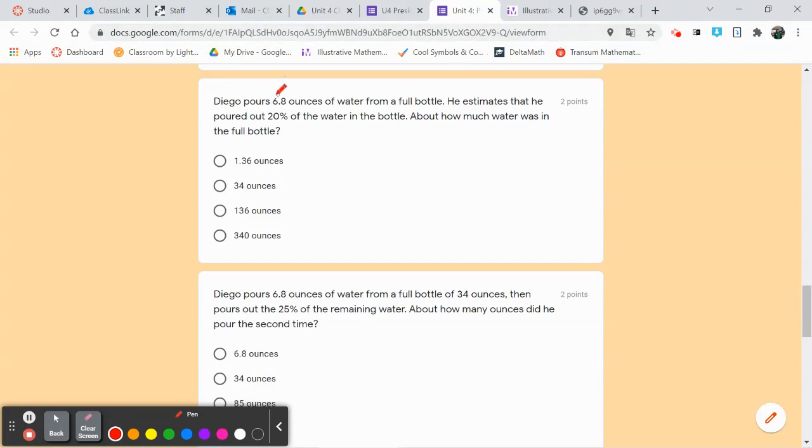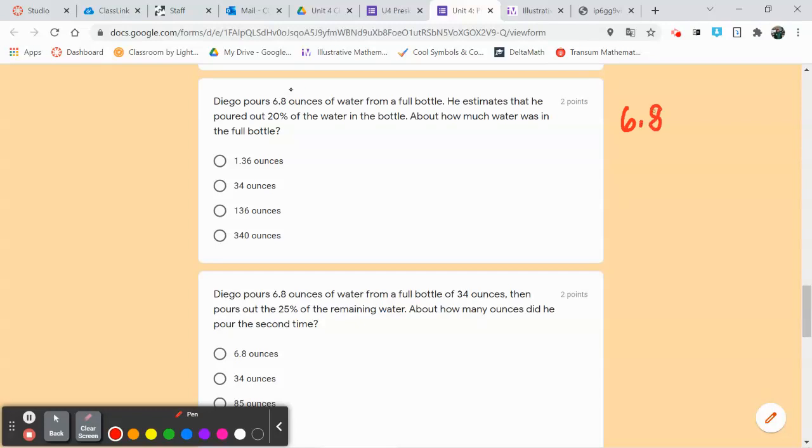Diego pours 6.8 ounces of water from a full bottle. He estimates that he poured out 20% of the water in the bottle. About how much water was in the full bottle? Okay. I see 20% of, which usually means times, but there's no number here. But we do have a number before. So remember, if you see 20% of something and there's not a number, you use the opposite of multiply, and we're going to divide.